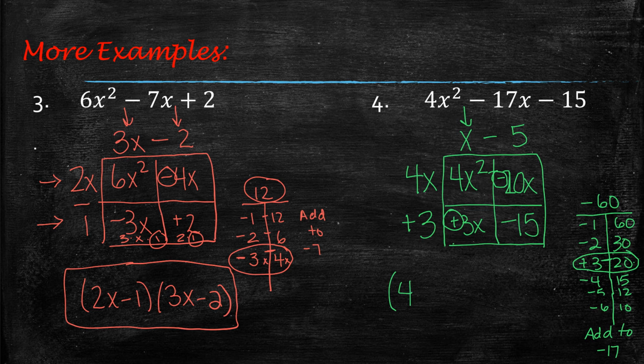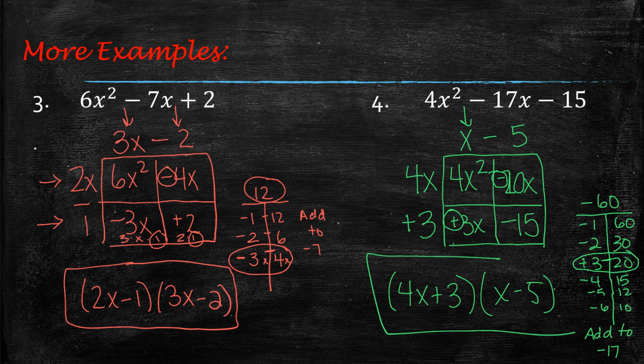We've got 4x plus 3, and then we also have x minus 5. All right, I hope you like this method. I've actually found that this method makes a little more sense to most students. So hopefully you like this a little bit better than grouping. I like how it organizes things really well and gives you some solid things to look at. So make sure you have your notes written down and then come to class ready to work.